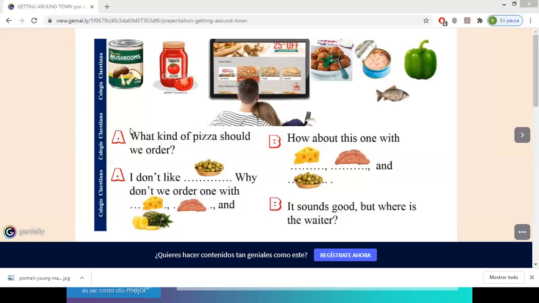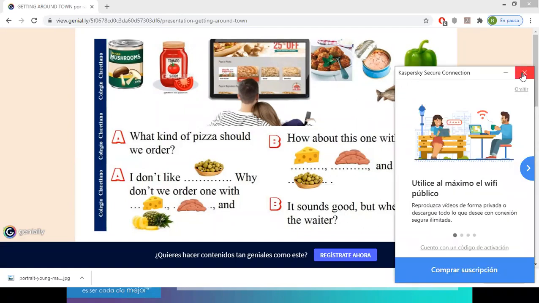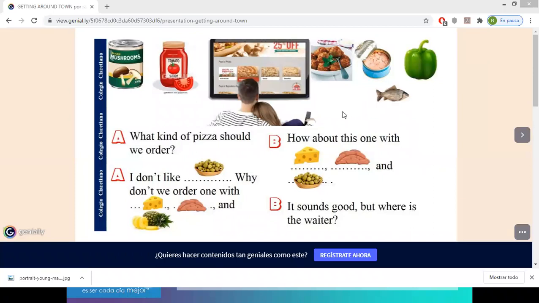What kind of pizza should we order? How about this one with cheese and tuna and pepper? I don't like tuna. We order one with cheese and meatball and pineapple. It sounds good, but where is the waiter?